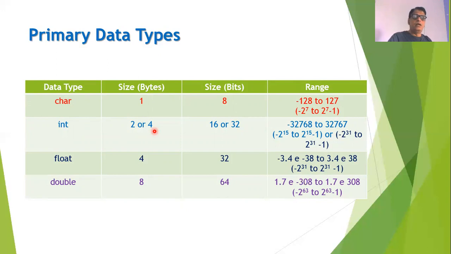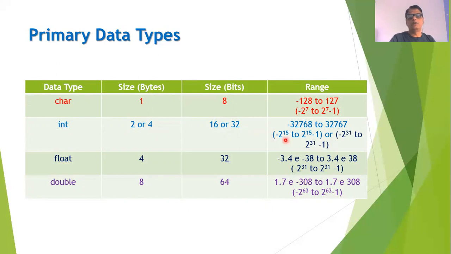That is, if you are using an older version of the machine, say a 16-bit machine, then the memory space required for this data type is 2 bytes only, that is 16 bits. But if you are using a modern machine of 32-bit or 64-bit, then the memory space reserved for this integer data type will be 4 bytes. 4 bytes means 32 bits. So naturally, the range of the numbers will increase.